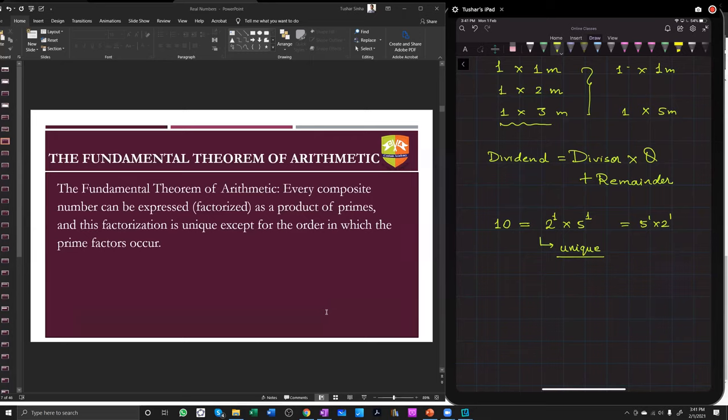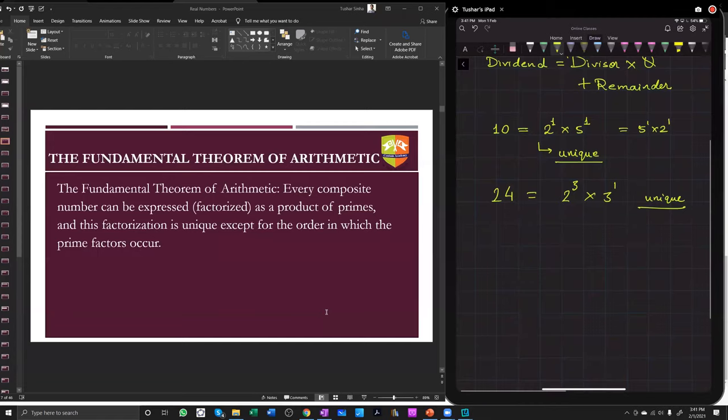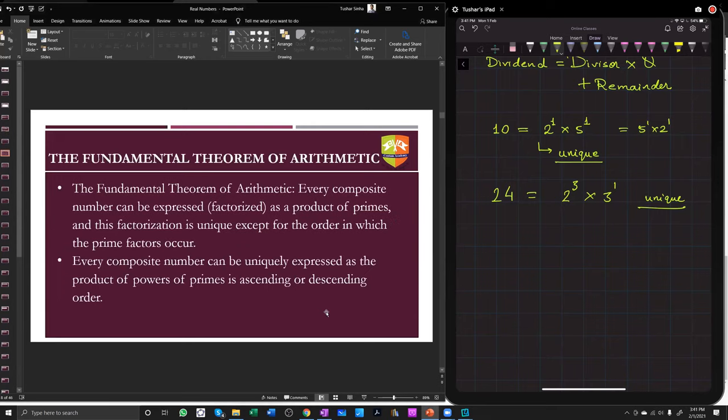So for example, another example, let's take 24. So 24, you can factorize as 4 into 6 or 8 into 3. So that is 2 to the power 3 into 3 to the power 1. Now, this is again unique. So you cannot have any other representation but this, right? So this is what the fundamental theorem of arithmetic says. Okay, fair enough.